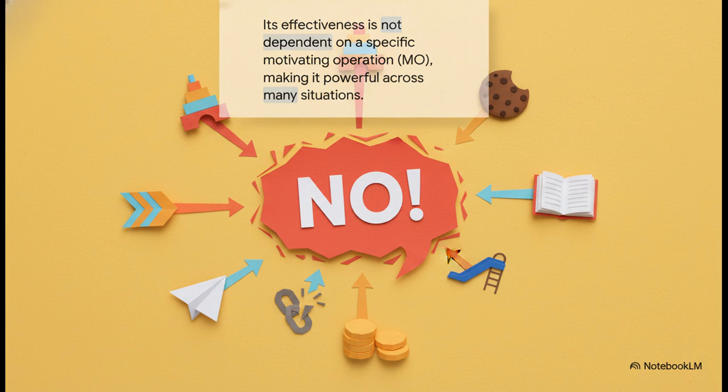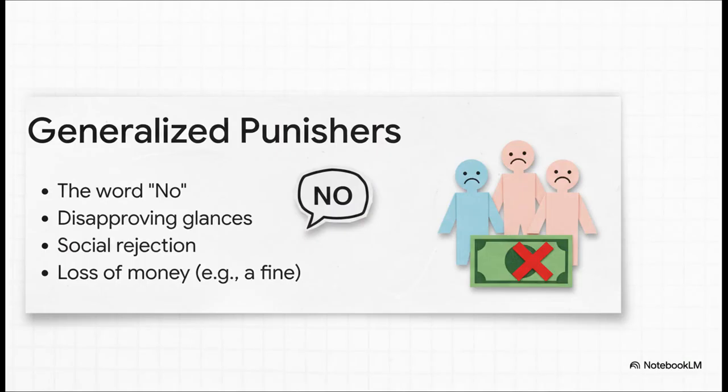Because it's been linked to so many different bad outcomes, it doesn't really depend on what you want or don't want in that specific moment. A concept we call a motivating operation. A generalized punisher tends to work pretty much anytime, anywhere. The absolute classic example of this is the word no.